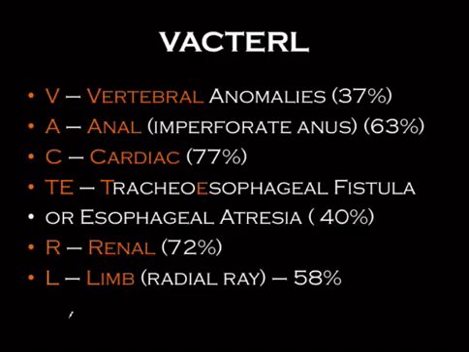So, you call it a VACTERL when you've got 3 or more of the defined anomalies in the patient. The heart and kidney are actually the most commonly involved. Notice how high percentages those are. So it's usually heart, kidney plus one of the other ones.